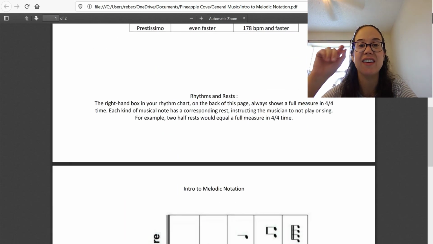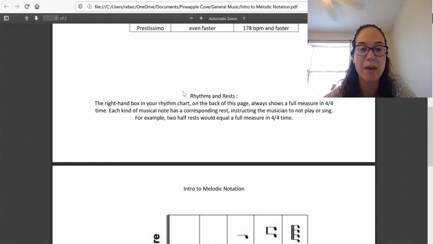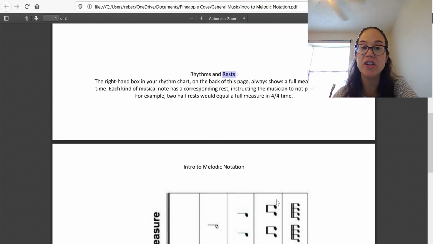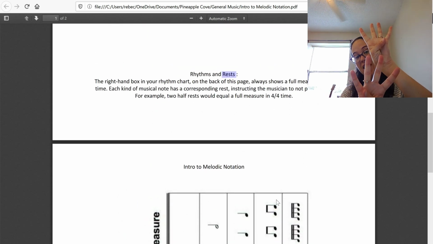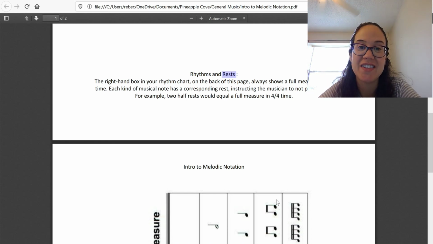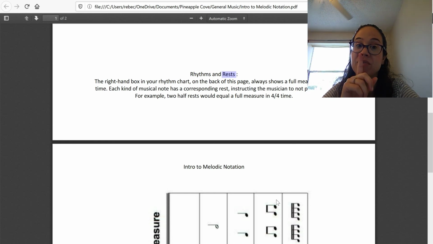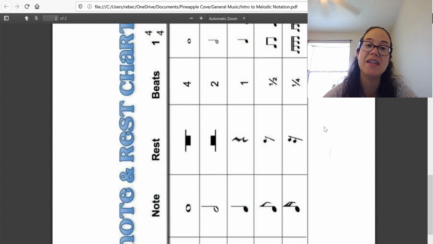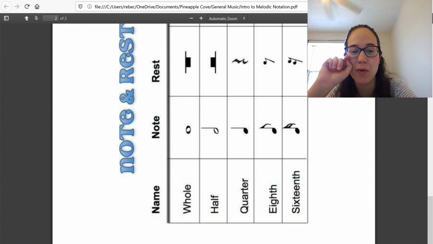And finally, slightly going to be pushed till Thursday, but our final topic on this paper is rhythms and rests. The right-hand box in your rhythm chart, which is on the back of this page, always shows a full measure in 4/4 time. Each kind of musical note has a corresponding rest, instructing the musician to not play or sing. For example, 2 half rests would equal a full measure in 4/4 time. So yes, it's sideways, and if you print it out, it won't be.